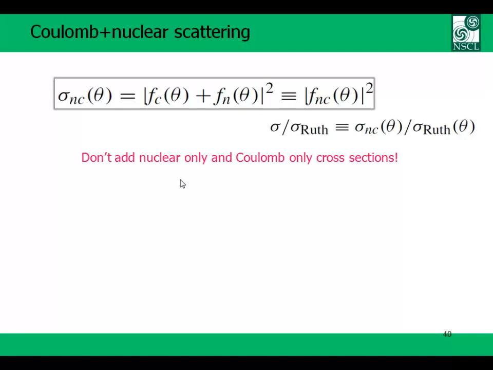You have this technical difficulty of an infinite range potential that makes life a little complicated, and so the approaches that we use for the nuclear part are rather different than the ones we have to use for the Coulomb only, but you still have to consider the interference between these two effects. Make sense?